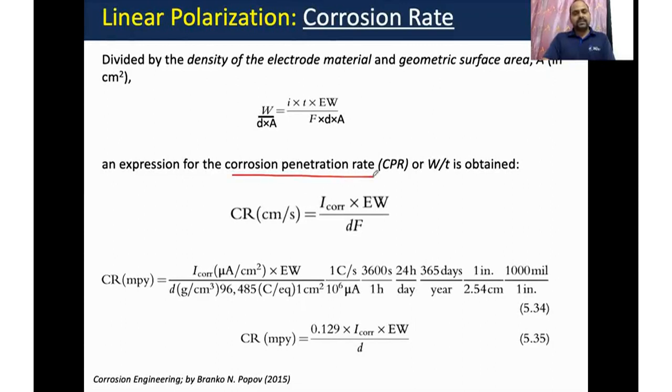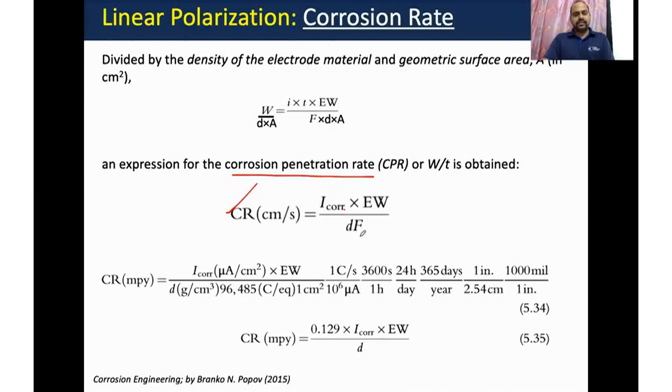Here you can see how CR can be converted into mile per year. You convert into microampere per centimeter square as the base unit, and time into year, coulomb charge into coulomb per second, density again in centimeter. Similarly, if you use these formulas, you can get the CR in MPY. If you are interested in centimeter per second, use this formula.